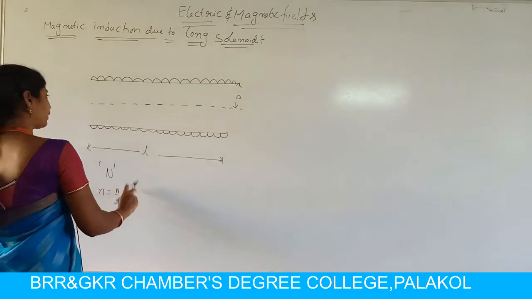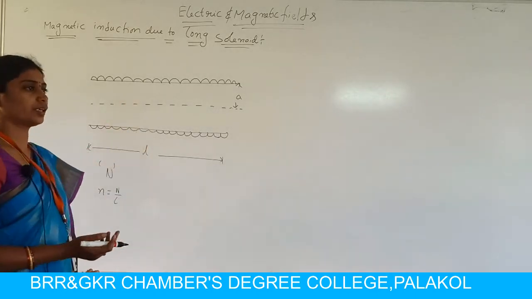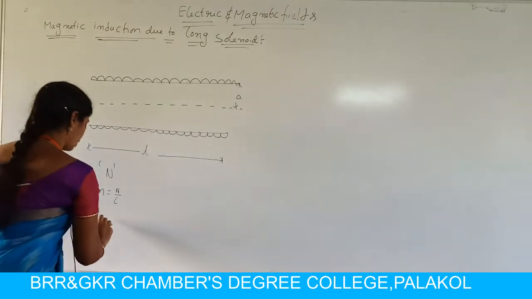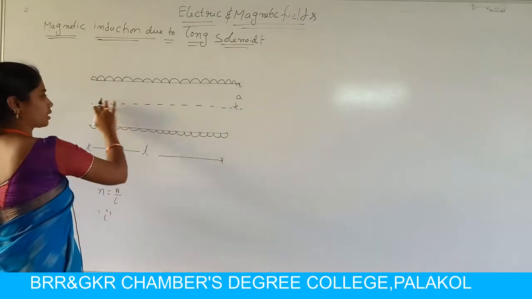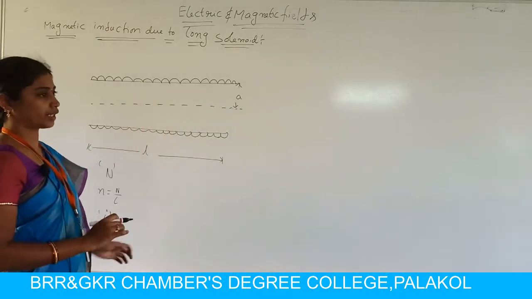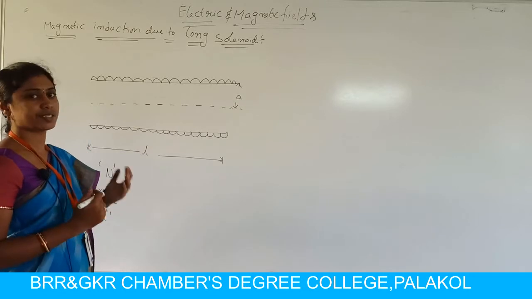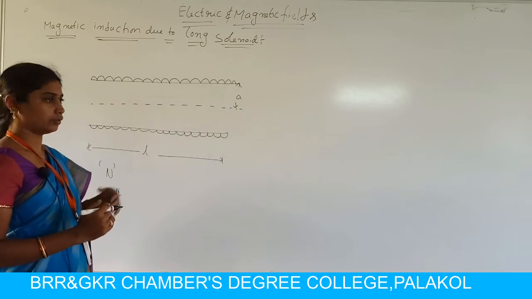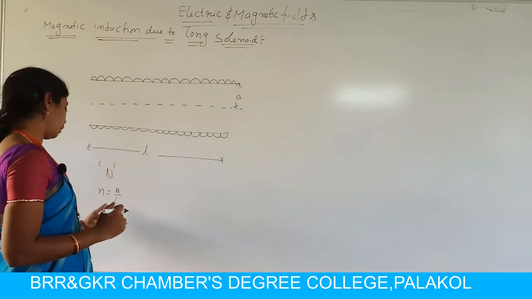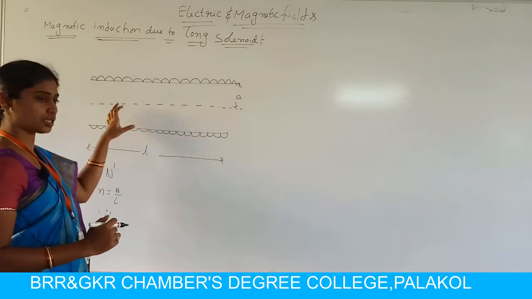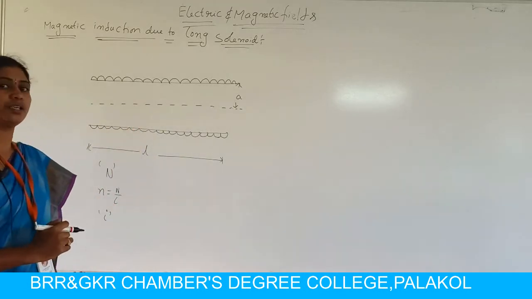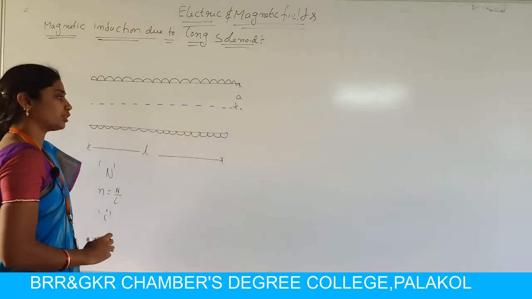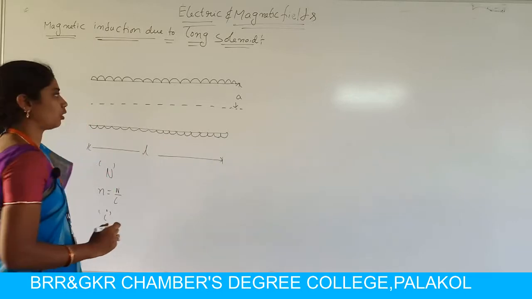For calculating magnetic field induction, we consider that a current I is flowing through this solenoid. Whenever a current flows through a conductor, a magnetic field is induced surrounding that conducting material, as said by Oersted. Then automatically magnetic field induction is produced. So for calculating the magnetic field induction for this solenoid, we just assume a small part of the solenoid.